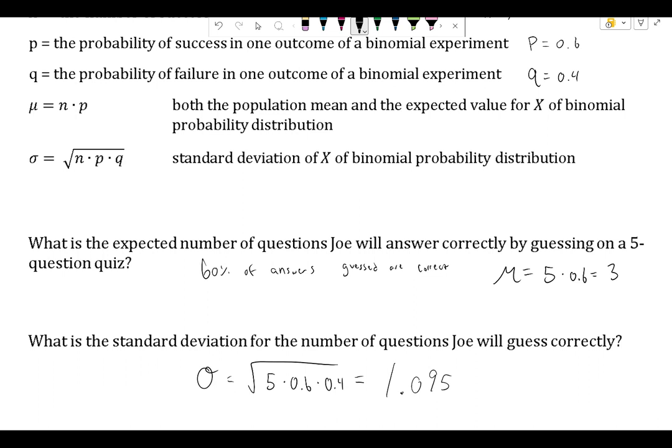All right, so that is how you calculate the mean and standard deviation for a binomial probability distribution. And that's how you calculate binomial probabilities for binomial experiments. Please continue watching the other videos that I have posted on how to do these calculations with the graphing calculators.